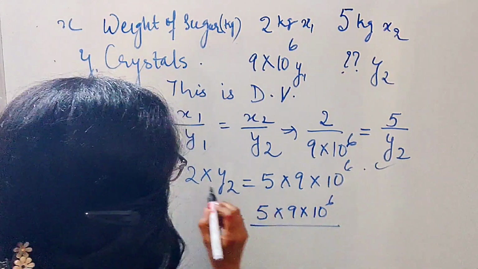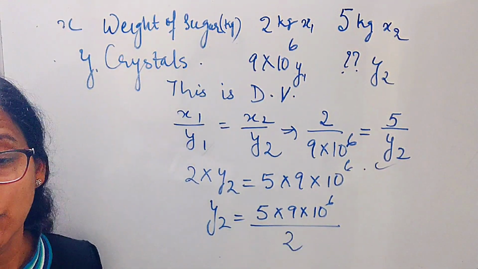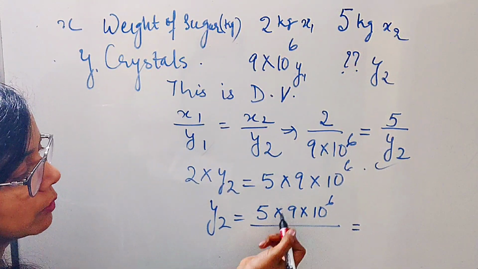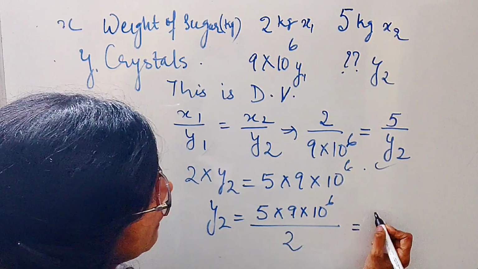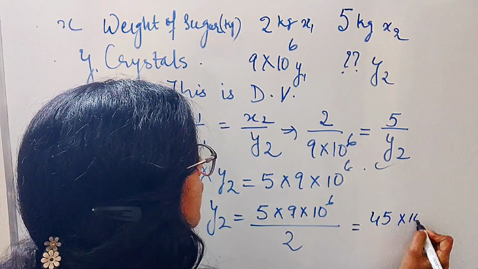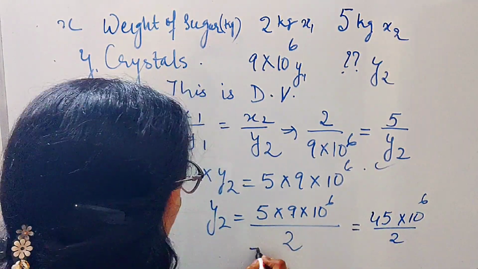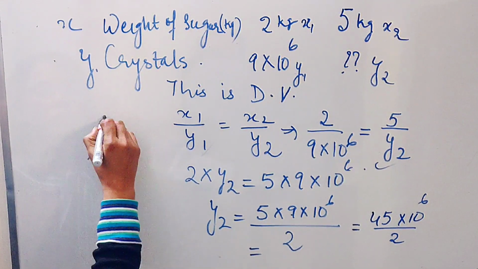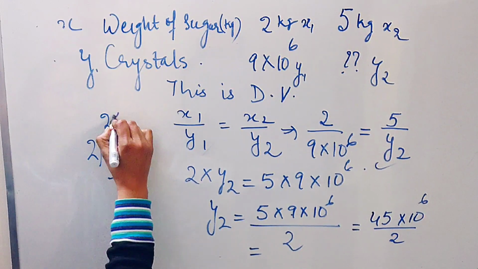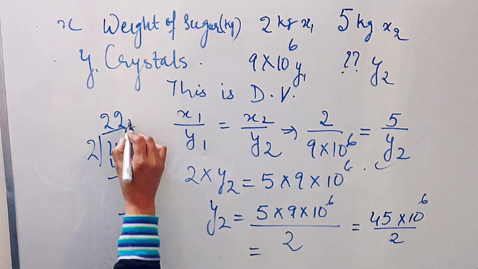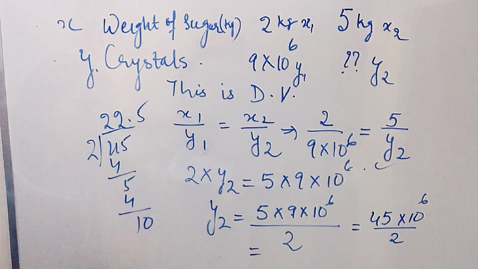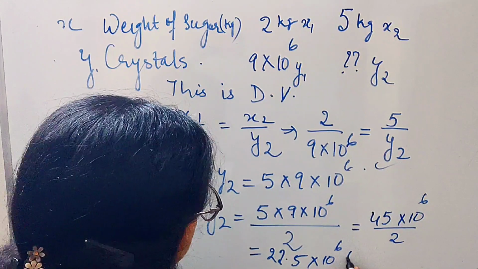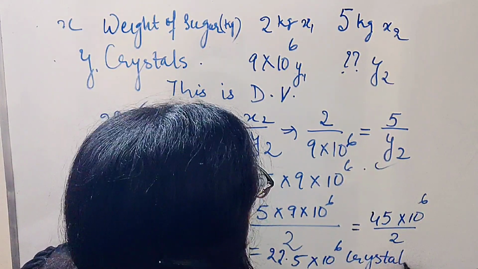Now y2 will be 5 into 9 into 10 to the power 6. Now this 2 will come here in division. So what will be your answer? Cut it and find out the answer. This will not cut with 2, so multiply them. 9 5s are 45. 45 into 10 to the power 6 upon 2. Now divide 45 by 2. So 2 2s are 4, 5. Then again 2 2s are 4, 1.0, and this will be 5. So 22.5 into 10 to the power 6 crystals is the answer.